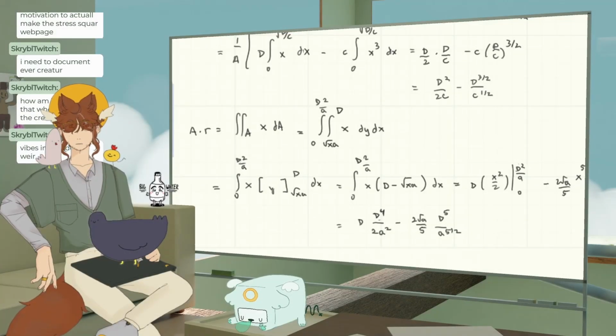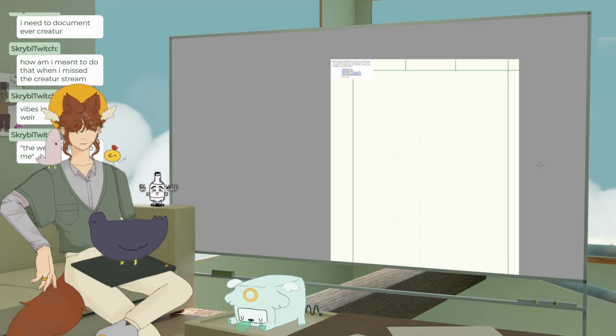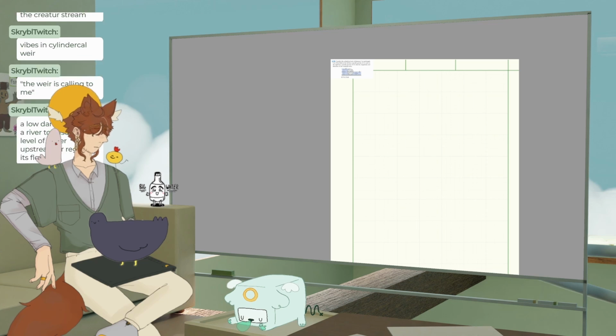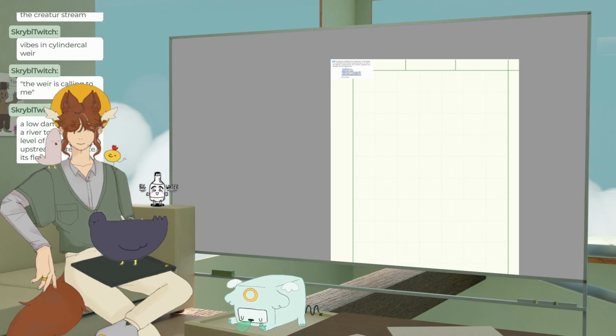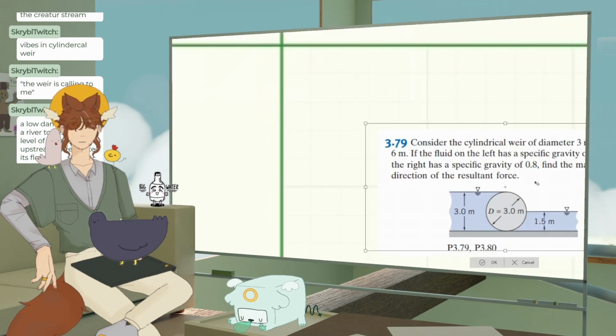I've never heard of a weir before. It sounds like something. Here, I'm gonna just call this folder midterm 2. I have a midterm on Friday, by the way. A low dam built across a river to raise the level of water upstream or to regulate its flow. Learn something new every day.